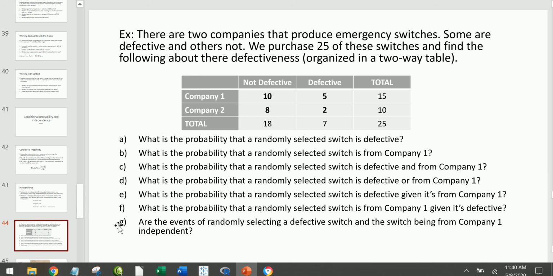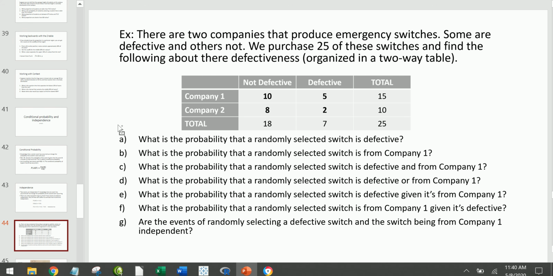Now moving forward to an example. Maybe you could pause and read, or I'll just read through to clarify any confusion. There are two companies that produce emergency switches. Some of these switches are defective, some of them are not. We purchased 25 of these switches, and we find the following about their defectiveness.